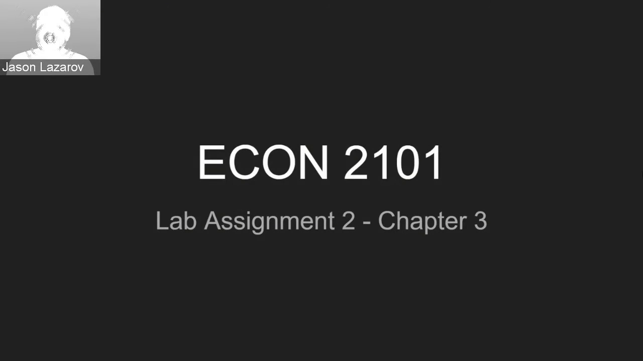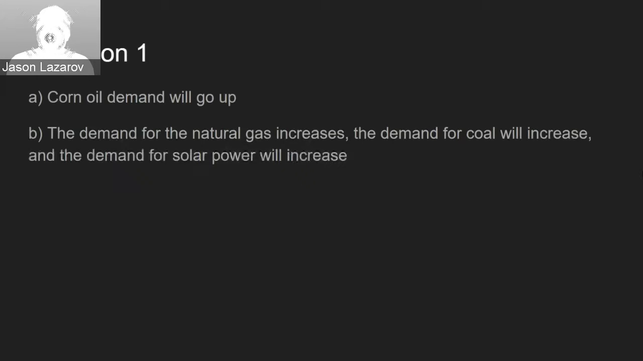Okie dokie. So, lab two. Question 1A. When the price of olive oil goes up, then the demand for corn oil will also go up. Question 1B. When the price of petroleum goes up, then the demand for natural gas increases, the demand for coal will increase, and the demand for solar power will increase.